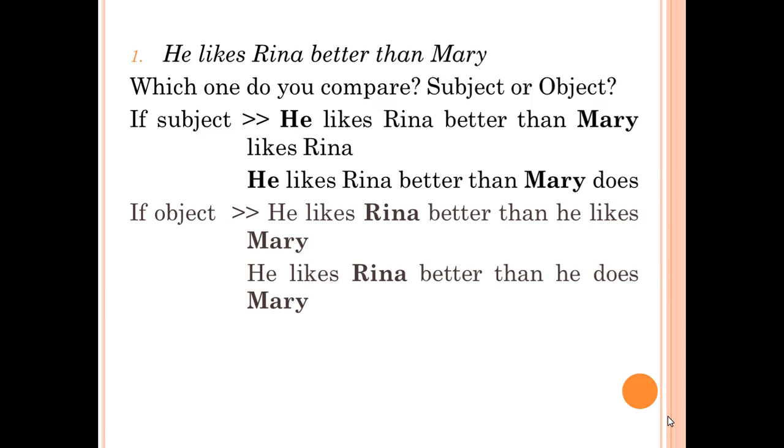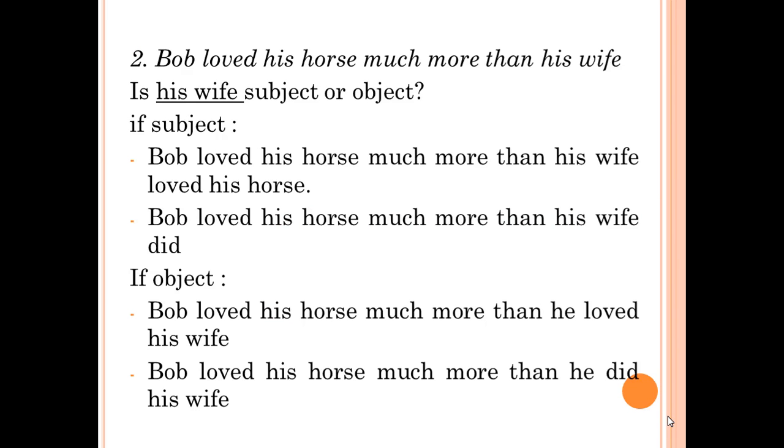Berbeda dengan kalau misalnya kita sedang compare si objeknya. Kalau begitu kalimatnya akan menjadi he likes Rina better than he likes Mary, atau he likes Rina better than he does Mary. Jadi harus di make sure. Kita lihat lagi contoh yang nomor 2.